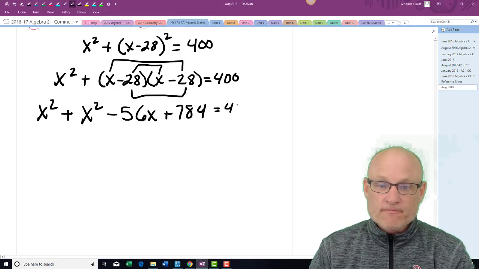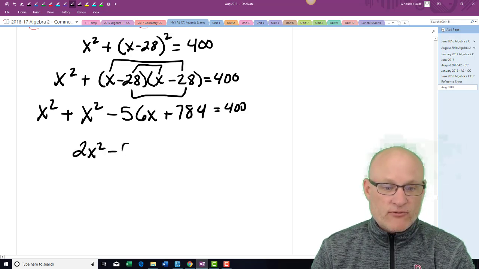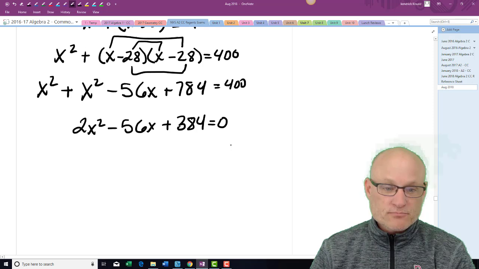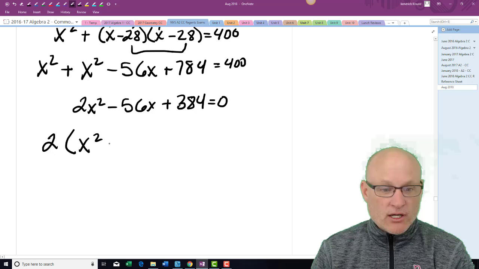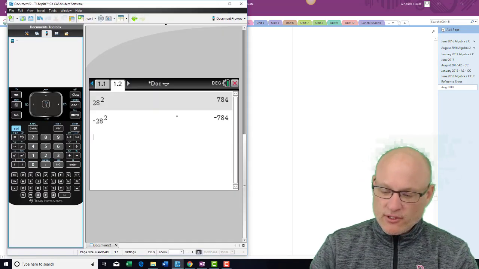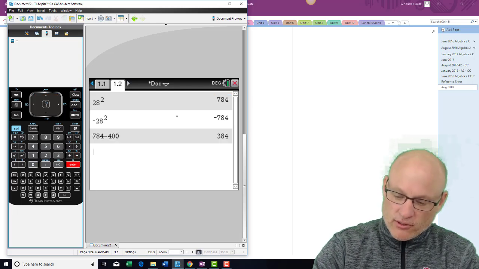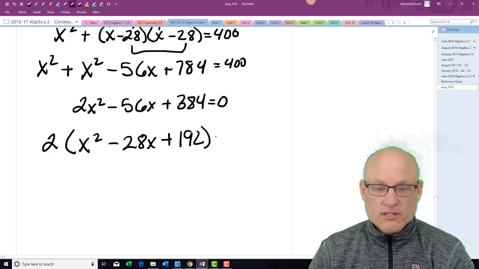784 equals 400. Subtract the 400 over. I get 2x squared minus 56x plus 384 equals goose egg. Since they're all even, I can take out the 2. I'm left with x squared minus 28x plus 192. Yeah, half of this, right? If you subtract 400, enter, and then divide by 2, I get 192. So plus 192 equals 0.